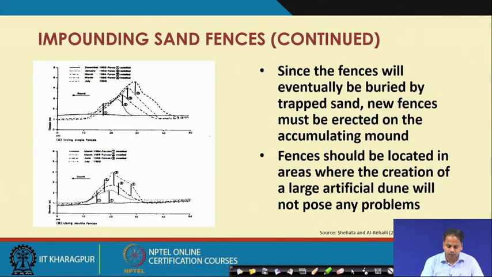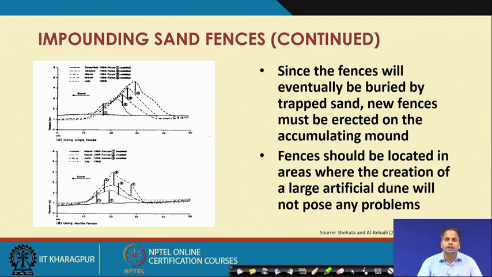So, this is one example of impounding sand fences. The idea here is that we have to construct a series of these traps. The fences will eventually be buried by the trapped sand, so new fences must be erected on the accumulating mound. That way, we can form a bigger sand dune, which can stop the further movement of sand to the inward land.